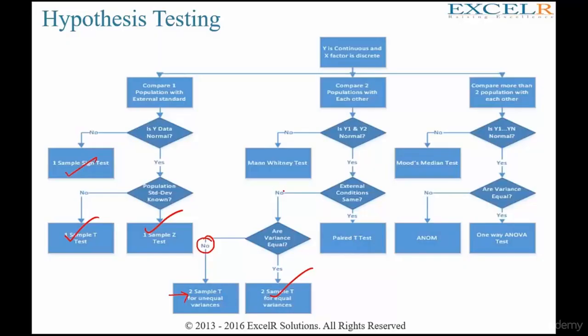So now, what if data are not normal? We'll get to that. What if external conditions are the same? What do we do? We'll get to that. So if external conditions are not the same, you proceed with variance test. If the external conditions are the same, you proceed with paired t-test. But what is this paired t-test?